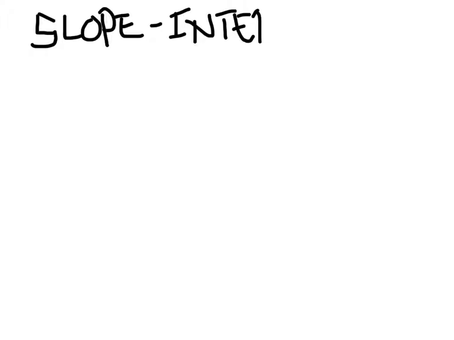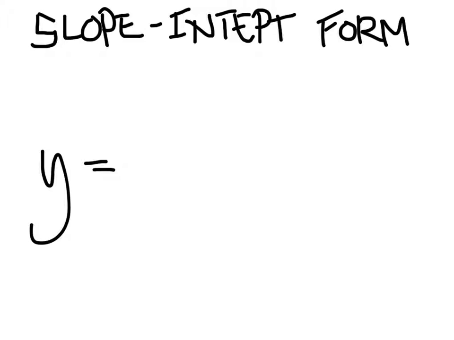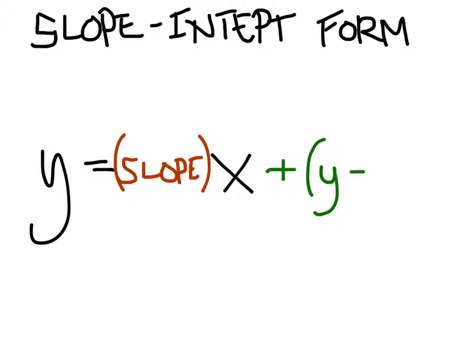It's about slope-intercept form, okay? Slope. Intercept. Form. Okay? What is slope-intercept form? Who can tell me what it is? You always start with y equals, and then you put an x. Mm-hmm. So what goes in front of x? Slope. And then what's after the x? Y-intercept. Very good. That's where your y-intercept goes, okay?